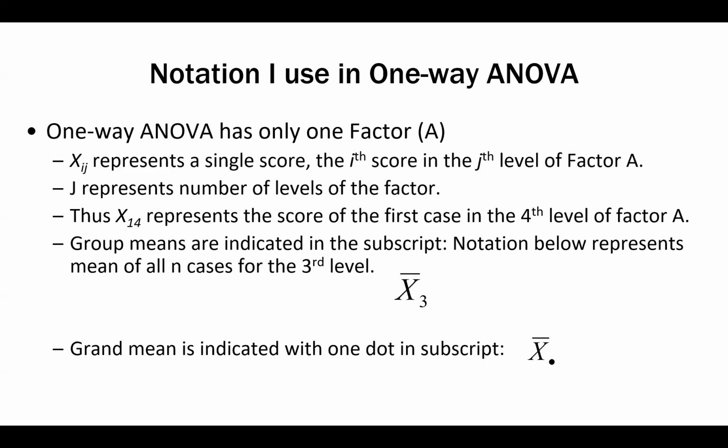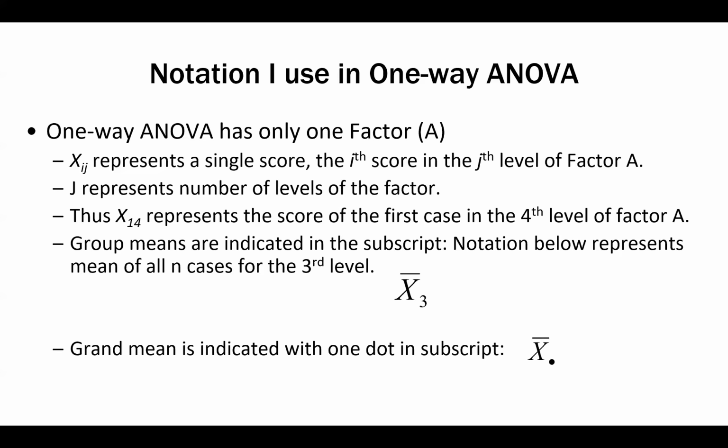So J represents the number of levels. The first case in the third level would be X sub 1,3. X sub 1,4 means the first case in the fourth level of the factor. So those are your individual score notations.